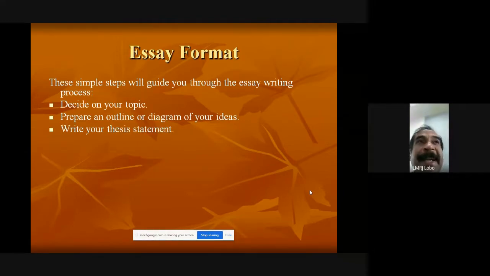Now write your thesis statement. Now what is this thesis statement? I call it the thesis statement because it's the most important statement without which the topic would never be complete.